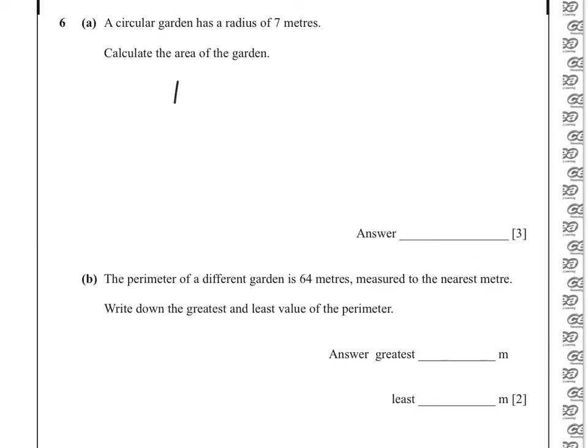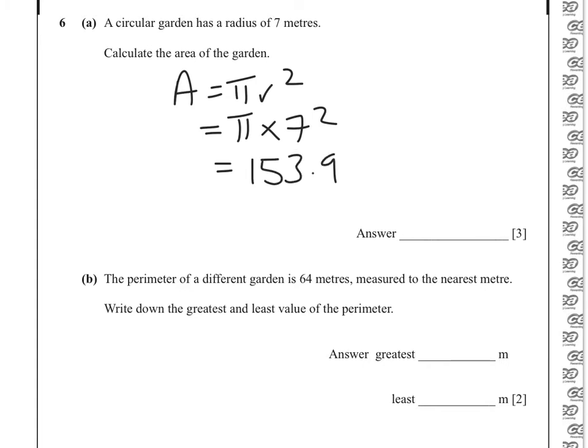Circles have an area of pi r squared, so the area of this garden will be pi times 7 squared, and that is 153.9. So I'm going to write in 154 metres squared. And look, there are no units on the answer line, so we've got to add them in.